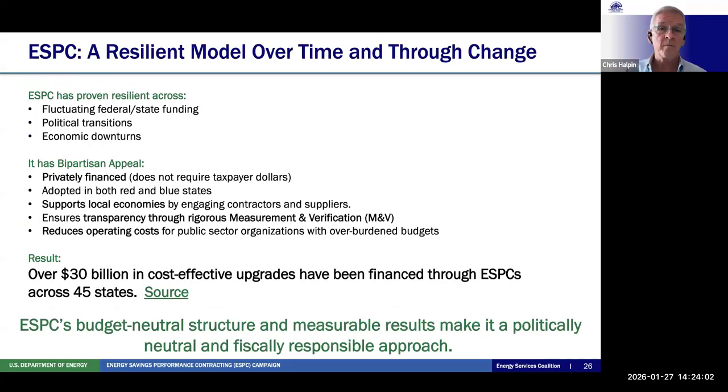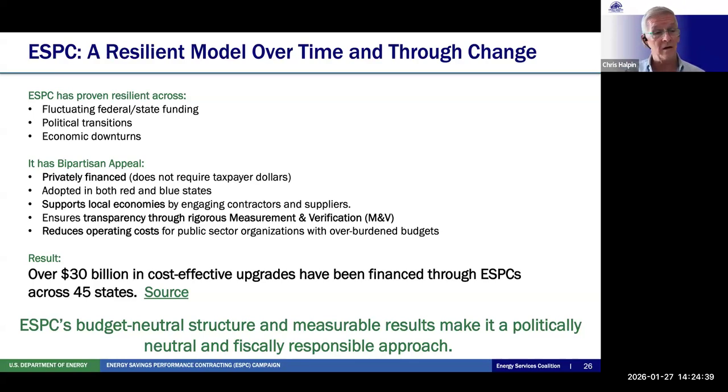Next slide. So it's also been resilient, regardless of the economy, the federal, state, or local government administrations, financial downturns, upturns, doesn't matter. Performance contracting has been able to withstand everything, right? It also has bipartisan appeal, right? So this is privately financed, doesn't require taxpayer dollars. So for conservative people, this is a fantastic thing to do. You're using private money, private contractors for the public good, right? So everybody in a community, regardless of the politics, can feel good about this.